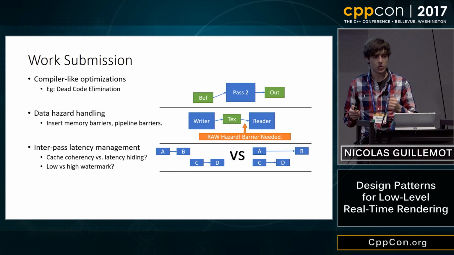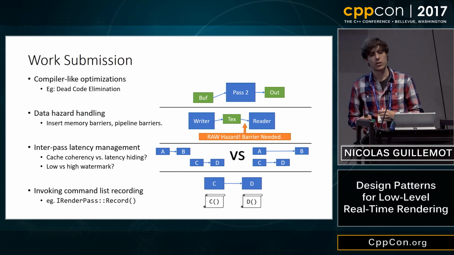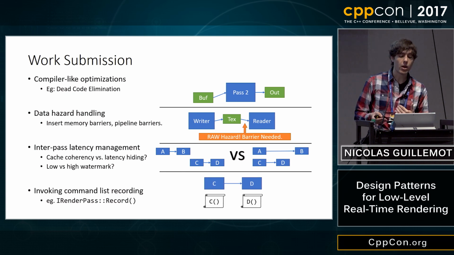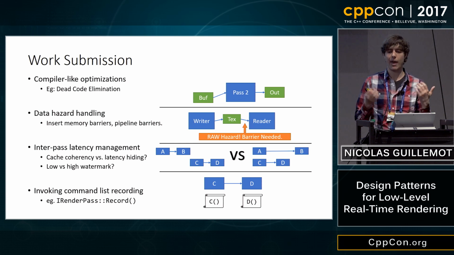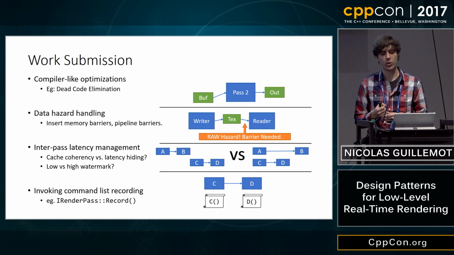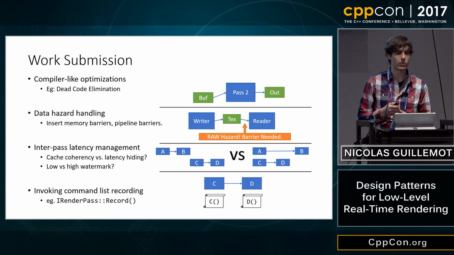And finally, when your scheduler has finished deciding what tasks actually need to be run, it has to traverse this graph and invoke some code that will record the commands that are relevant to that node of rendering, or that pass of rendering.